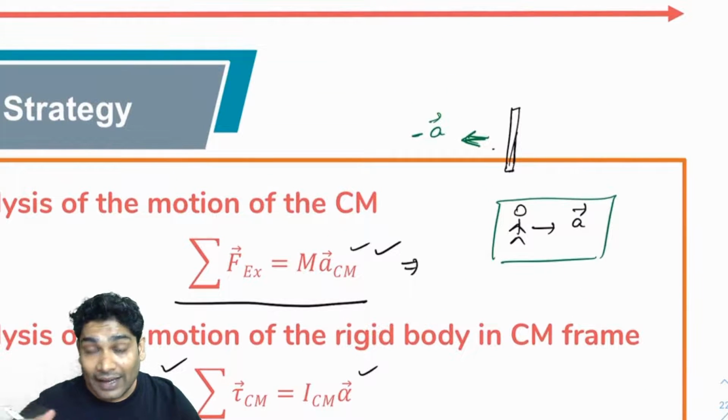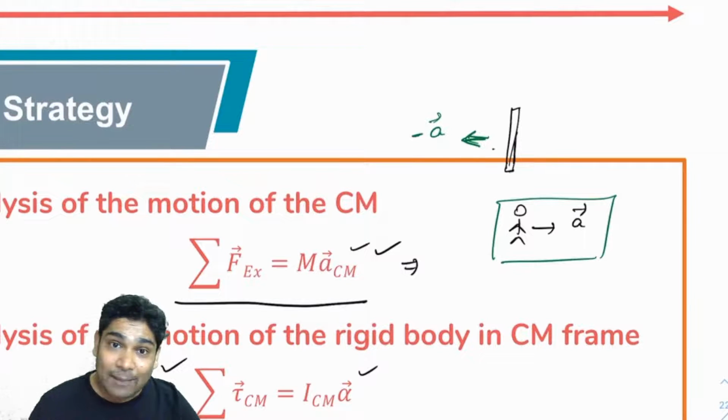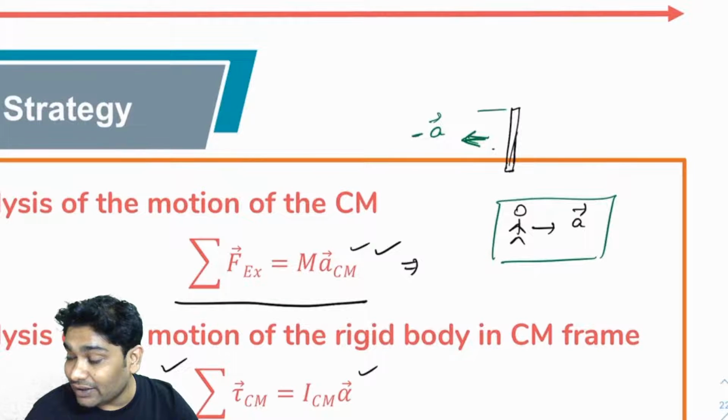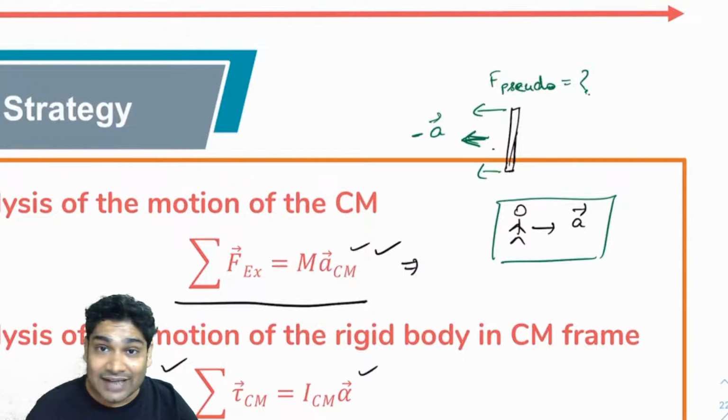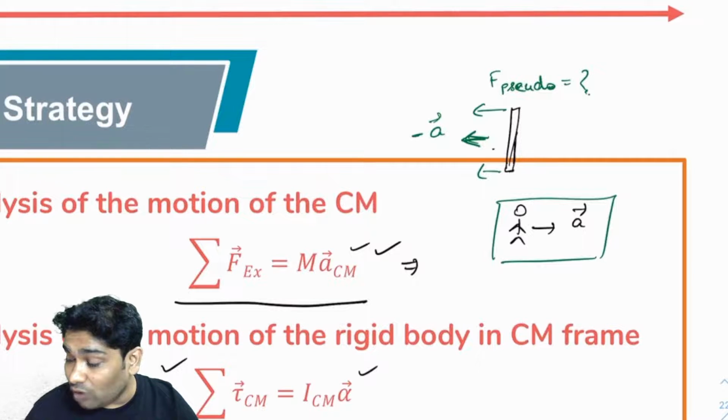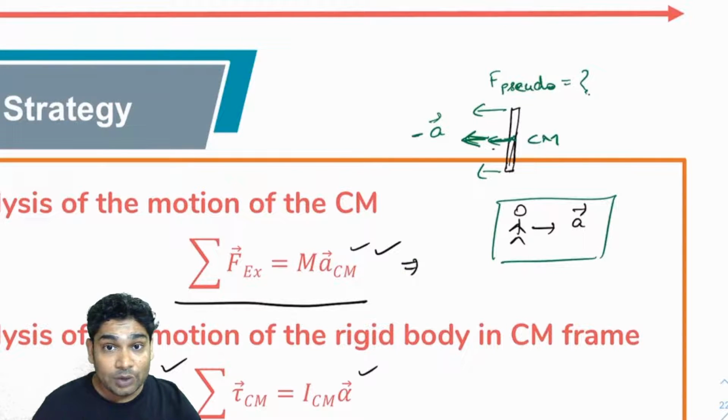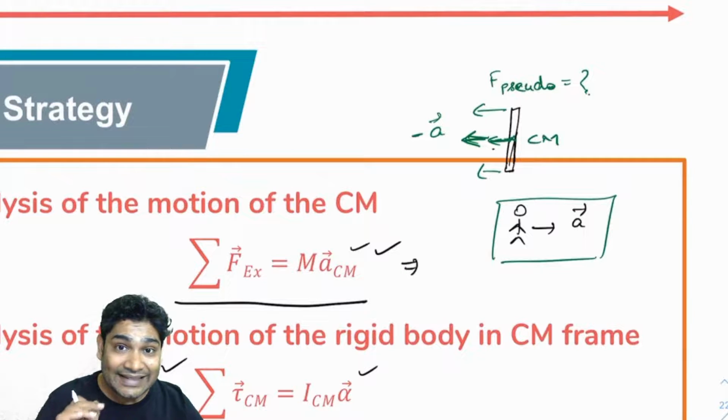Now, at which point should I apply the pseudo force? Where is the pseudo force exactly acting? Is it acting here? Or is it acting here? Or where is it acting? My point is, it always acts at the CM. The pseudo force that you see from a non-inertial point will always act on the CM.